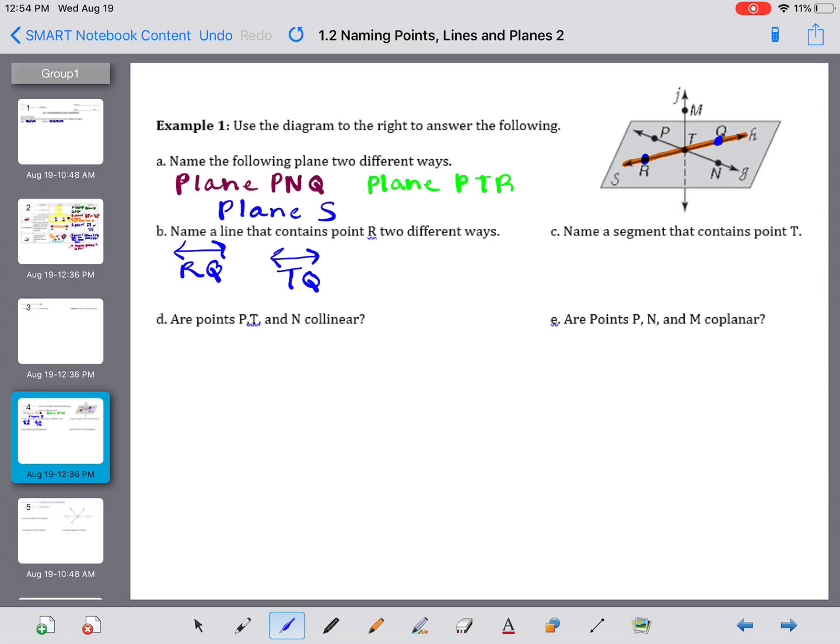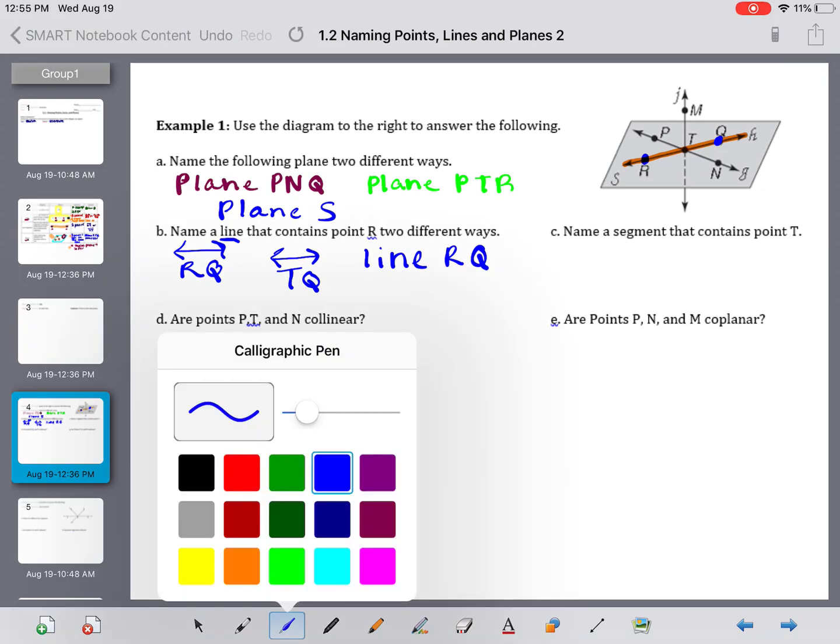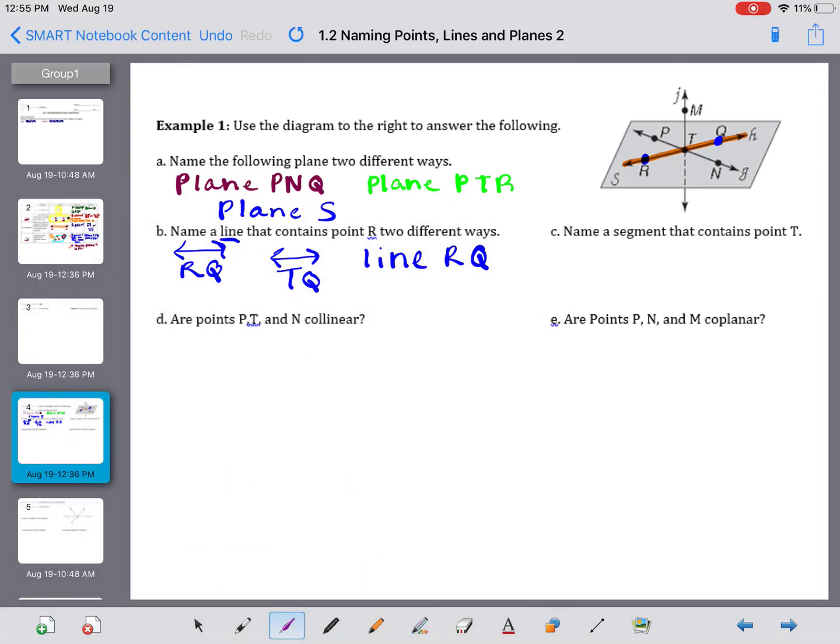If you forget what symbol you're supposed to use, just write the word. Just say line RQ, and that's totally acceptable. So if you don't remember what the symbol looks like, or if you're unsure what the symbol is supposed to be, just write the word. That's totally fine. Another way to write this line is, again, use this little fancy lowercase letter that's written next to the line. There's a fancy H there. We can use that to name the line as well. We can say line H. So any one of those 2 are acceptable ways to name that line.